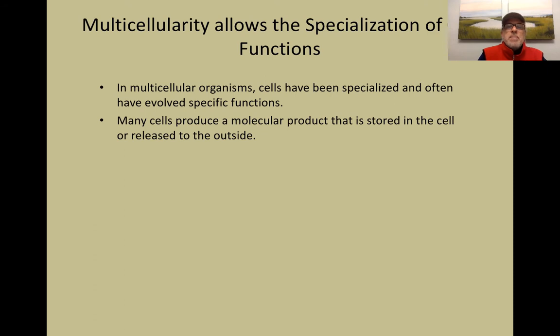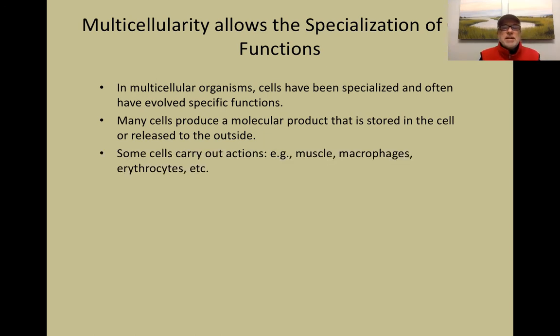But when multicellularity comes along, cells are able to specialize and develop these specialized functions. So, for example, many cells produce a molecule product that is stored in the cell or released to the outside of the cell and transmitted to other parts of the body. Some cells carry out actions, for example, muscle cells. They cause movement in the body. Macrophages are white blood cells that actually attack bacteria and viruses that are behaving hostilely to your body.